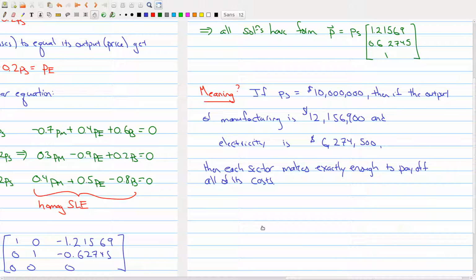So that ends our economic example. In the next part, we'll look at a different example coming from network flows.